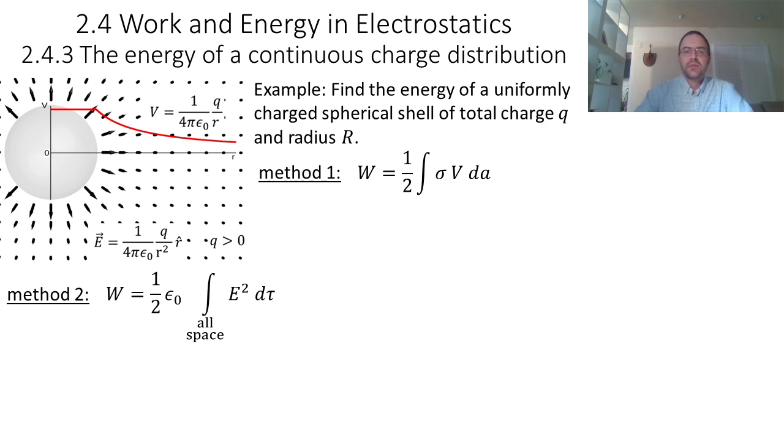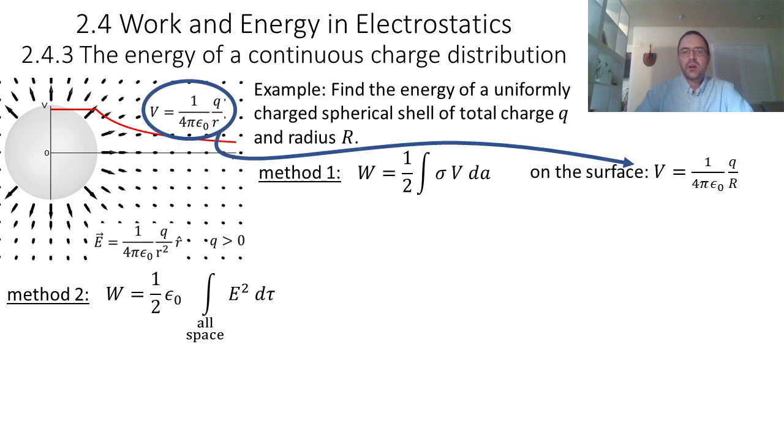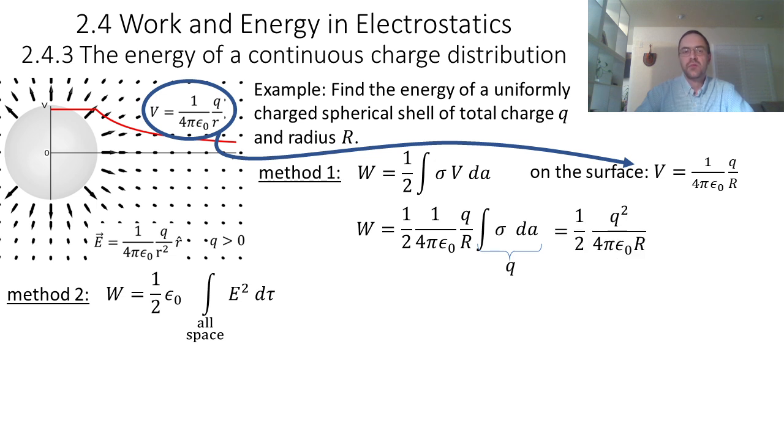All right, let's start with the first method. So we already know the potential on the surface. It is 1 over 4 pi epsilon naught Q over r, where r is the radius of the shell. The potential is uniform on the surface, and we can take it out of the integral. So the energy is 1/2 times 1 over 4 pi epsilon naught Q over r times the integral of sigma dA. But the integral of sigma dA is simply the total charge of the shell, which is Q. So the energy is 1/2 Q squared over 4 pi epsilon naught r.